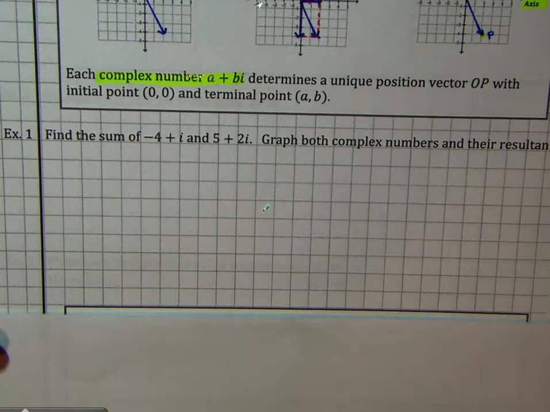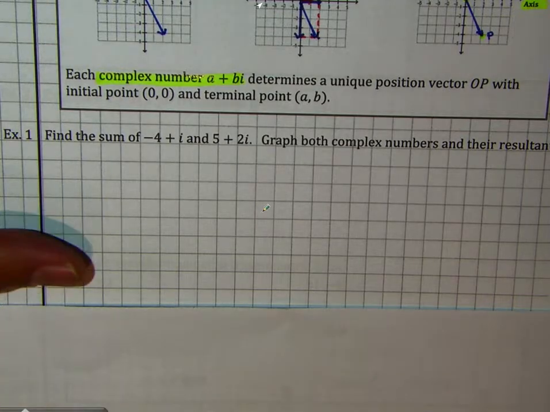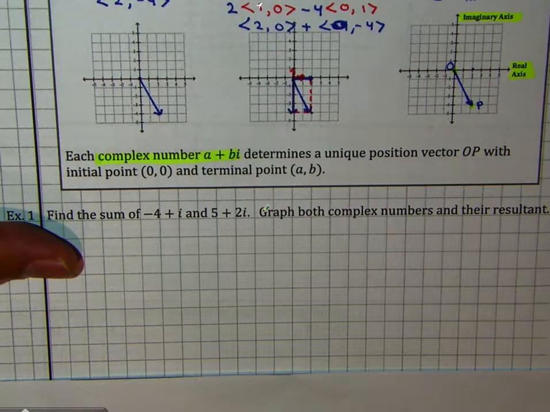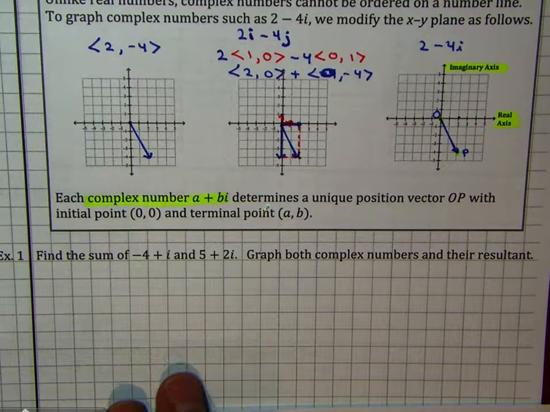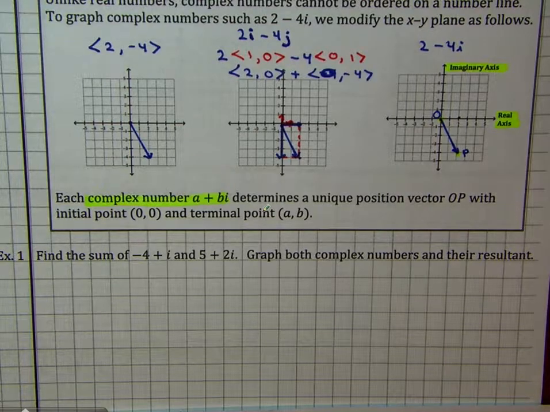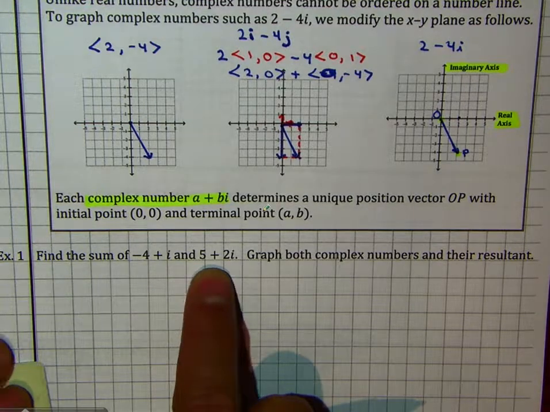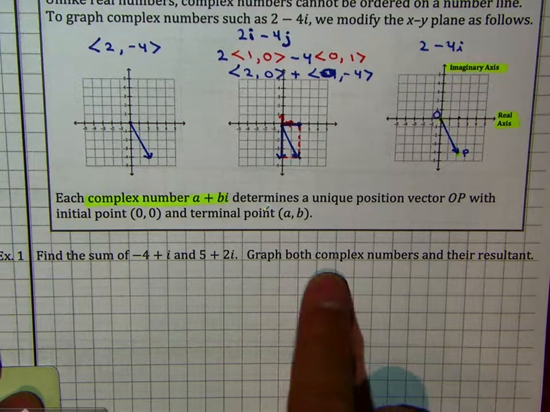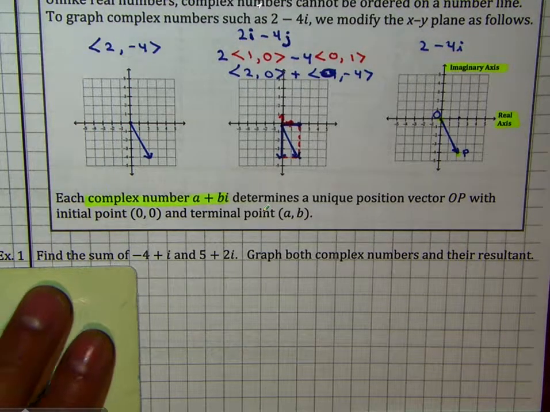Example number 1. So take the time to write it down, and then we'll continue once you are ready. Great. Pause if you need more time. Find the sum of negative 4 plus i and 5 plus 2i. We need to be able to graph both complex numbers and then the resultant. So we want to do it graphically first.